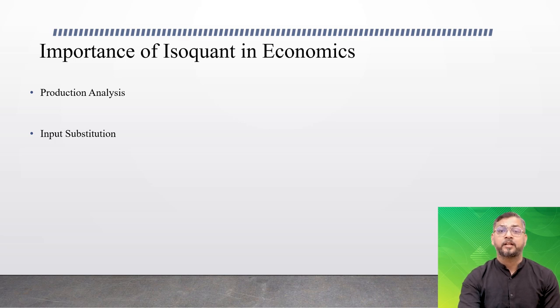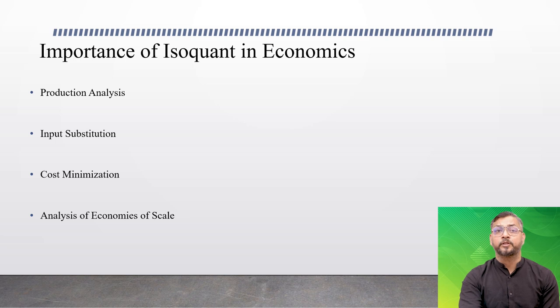Third, it helps us in understanding cost minimization. Now see, isoquants along with the isocost line, which we'll discuss later on, help us in identifying the least cost combination where the producer can produce the desired amount of output at the minimum cost. Another importance is it helps in analyzing the economies of scale.